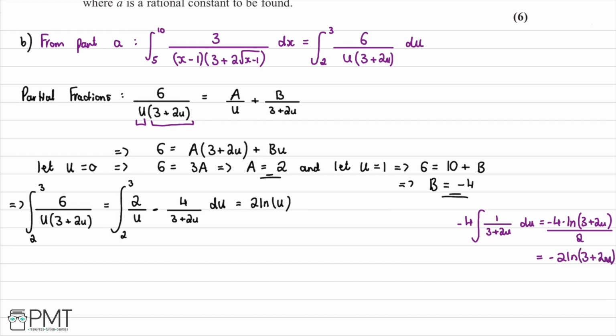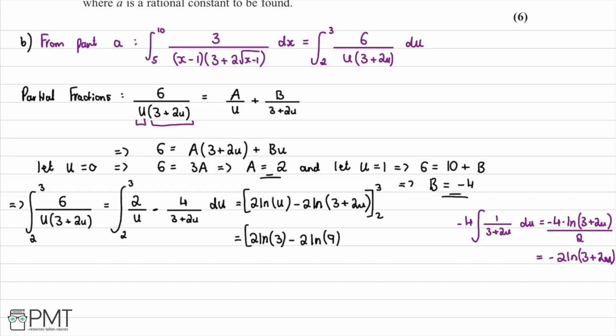So then we substitute this back into our expression. So that's going to be negative 2 lots of ln 3 plus 2u. And then we still have our limits to put in. So we put our brackets around this here, and we have 3 and 2. So then therefore, we'll just keep our equal sign going down. So we'll have 2 lots of ln of 3 minus 2 lots of ln of 3 plus 2 multiplied by 3, which is going to be ln 9.